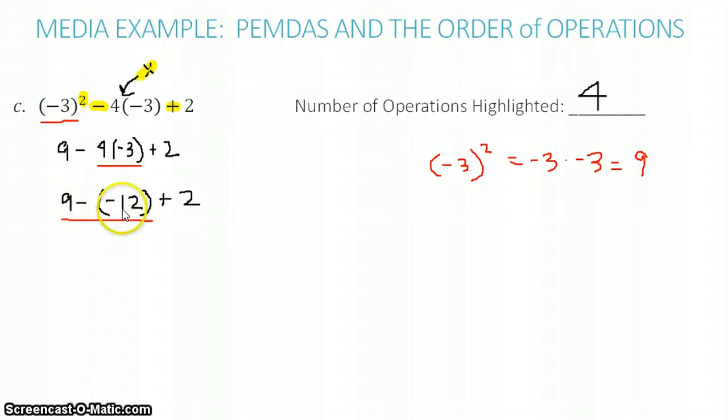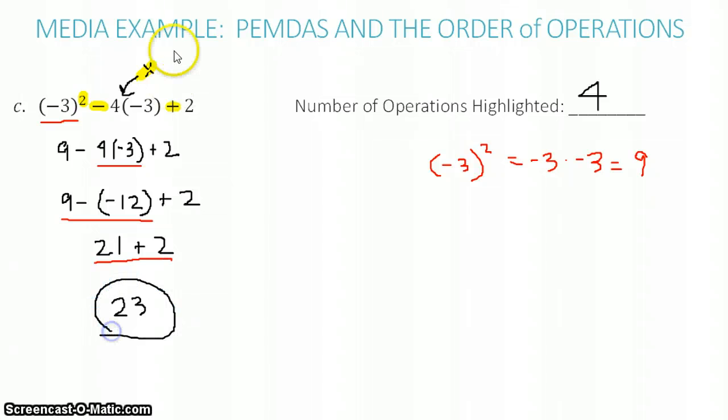So first we'll have to do the subtraction because it's to the left of addition. 9 minus negative 12 is the same as 9 plus positive 12. So 9 plus 12 is 21. And our last step is 21 plus 2 is 23, which is our final result. Now let's check that we've done 4 operations. 1, 2, 3, 4. Exponents, multiplication, subtraction, addition.